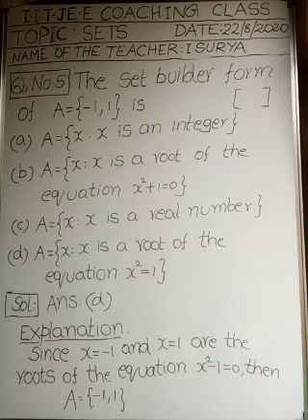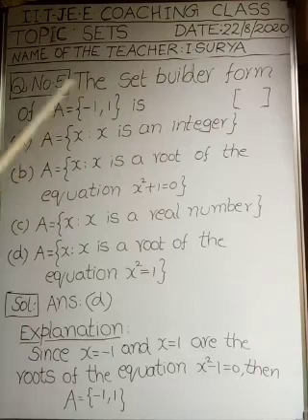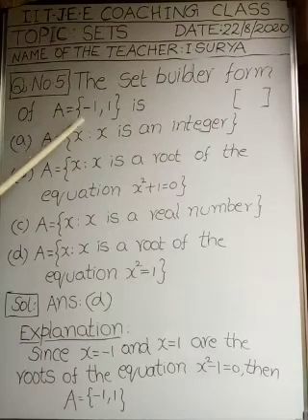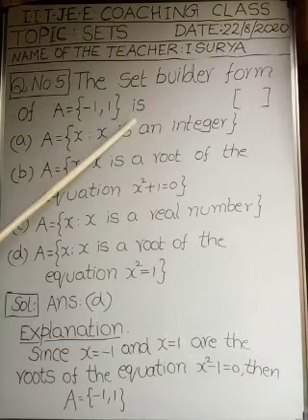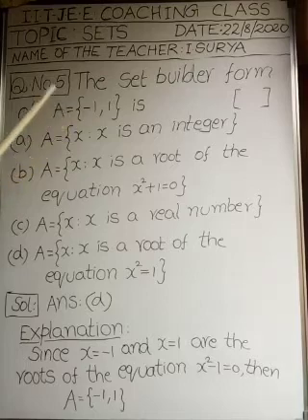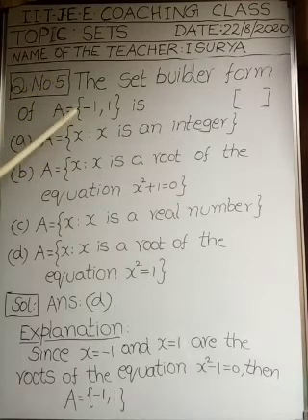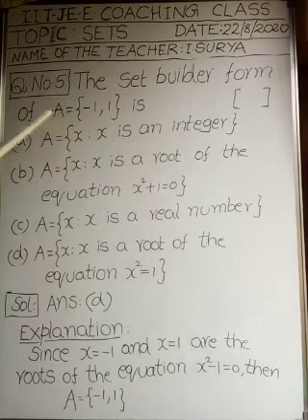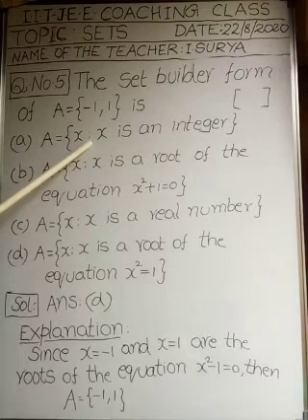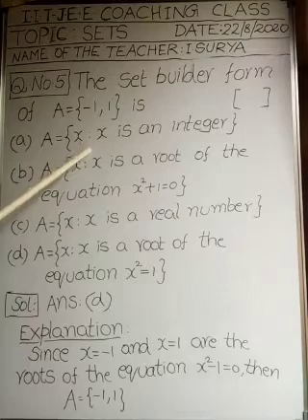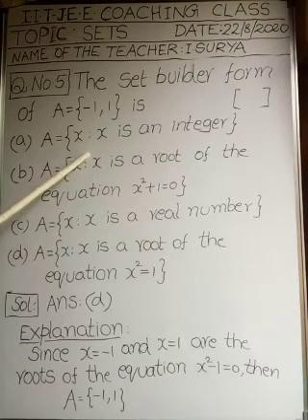Now come to the next question, that is question number 5. The set builder form of A is equal to the set {-1, 1} is. Understood the question, my dear children? We have to write this set in the set builder form. See these options. A is equal to set of all x such that, do you remember how to read a set in the set builder form?